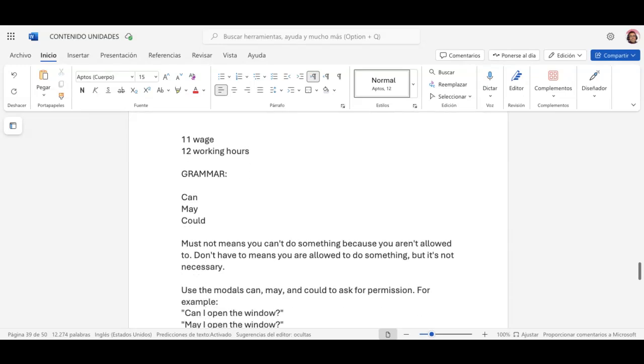And then in the grammar section, you learn how to use can, may, and could. Do you remember anything about these modals? Some differences or some specific features of each of the modals?